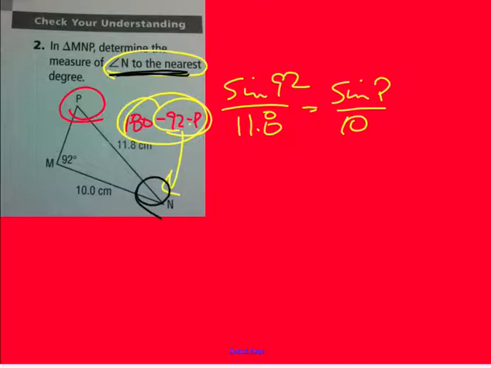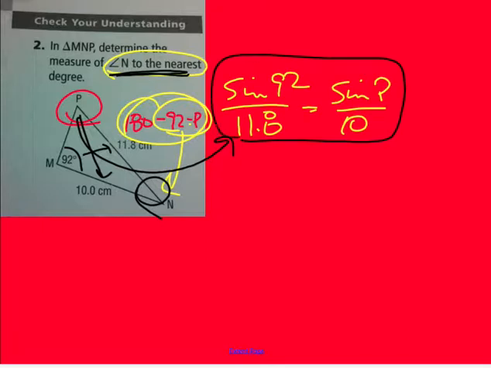Well, if I figure out p, I can figure out n, because then I would know 2 angles here. I'd know this angle and this angle right there. And once I know 2 of them, I just go 180 subtract the 2 of them, and that'll tell me. So how do I figure angle p? I go sine of 92 over 118 is equal to sine of p over 10. And once I solve this, I'd get the angle. Then I'm going to go 180 subtract 92 subtract whatever the angle p was, and that'll give me my angle of n.